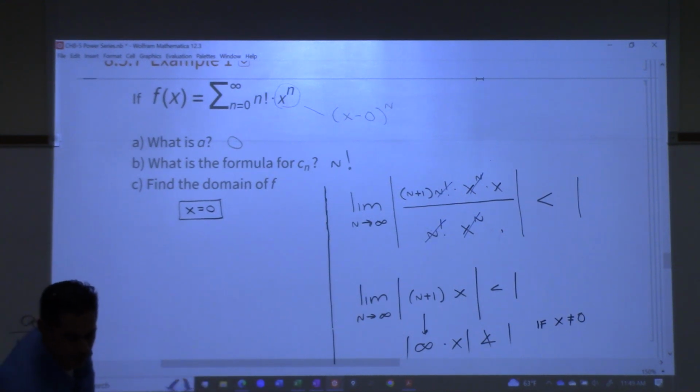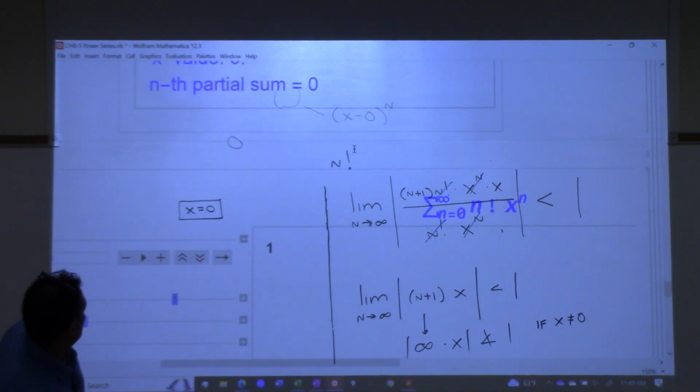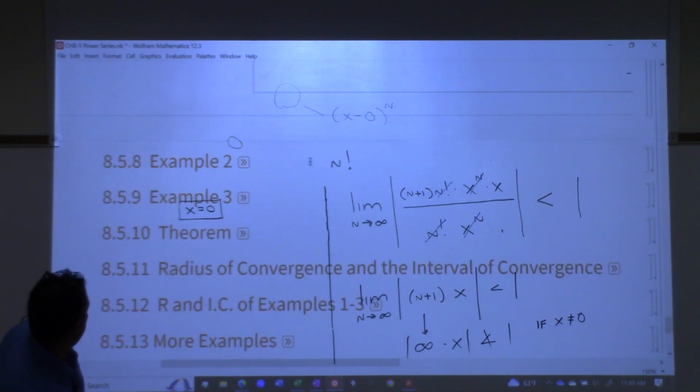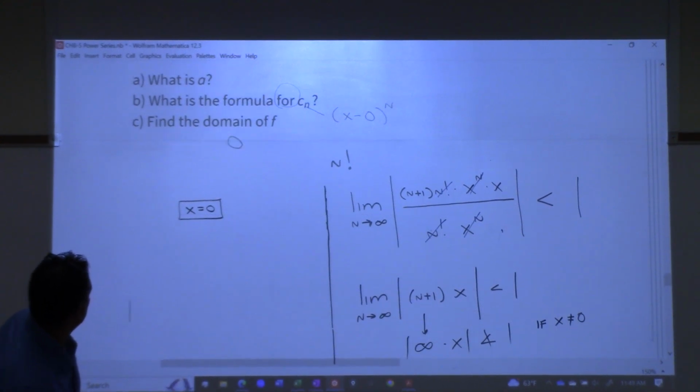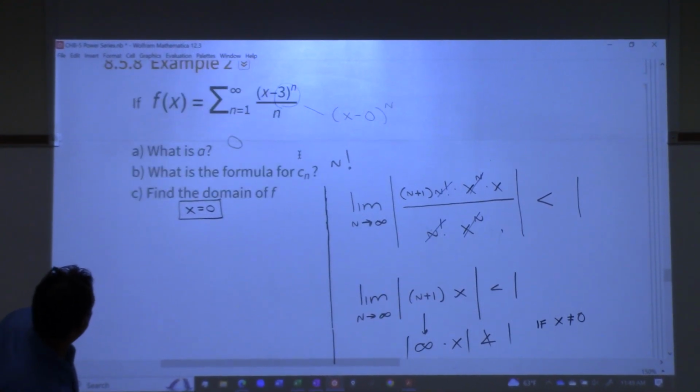All right? Go ahead. Can you still say that this function has an a, even though the a is 0? a is 0. Yep. All right, let me get to our next example. Same questions, different series, different power series.